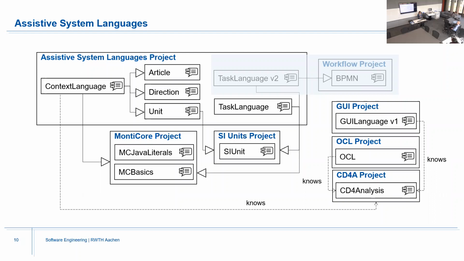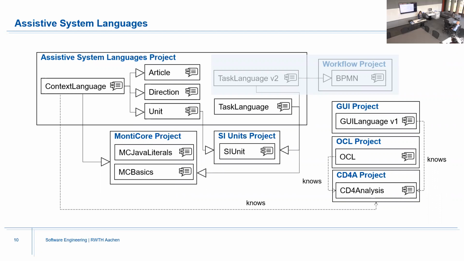language component for that. And as you see, what we can do is take already existing language components and put them together into new languages, and we can also connect the new languages to already existing languages. For example, in this knows relationship, the context language knows which concepts already exist in the class diagram to be then used during runtime of the system.